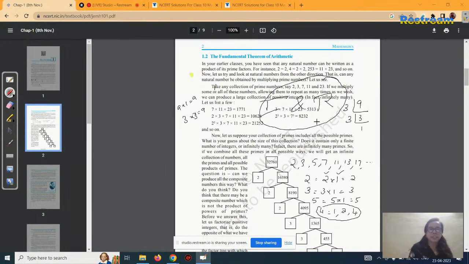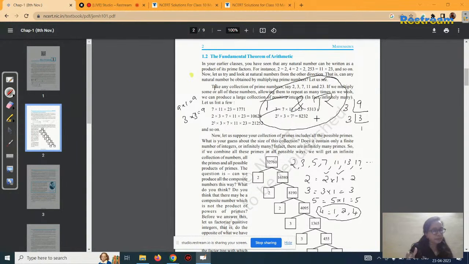So what is this theorem saying? 9 is a composite number. Correct. So what about 1? Actually, 1 is a special number. Can you say in which category we can add this 1? Do you know that? Is it a prime number? Is it a prime number?